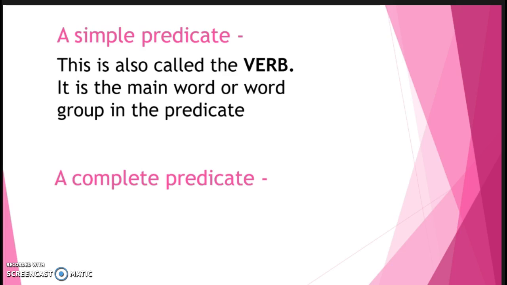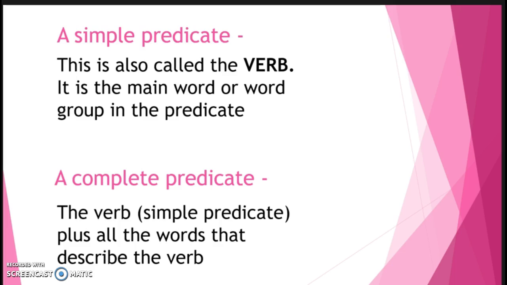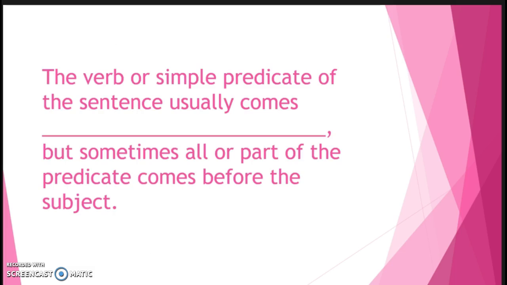Now, we also have a complete predicate. The complete predicate is the verb or the simple predicate plus all the words that describe it. Now, some important information. The verb or simple predicate of the sentence usually comes after the subject, but sometimes all or part of the predicate comes before the subject. And we'll look at some examples of those in class, in the different places that predicates can come.